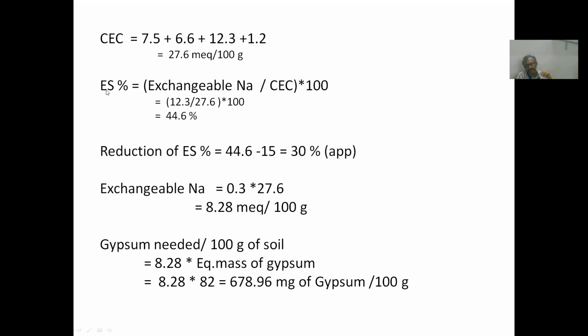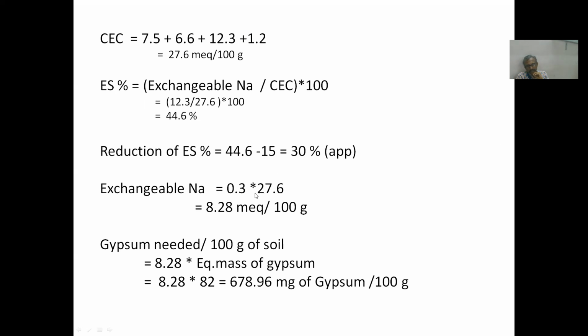If you look at this formula, you need to find the exchangeable sodium content that should be removed. Exchangeable sodium content is equal to exchangeable sodium percent into cation exchange capacity. The exchangeable sodium percent reduction is 30%, so 0.3 into 27.6, which is the cation exchange capacity. So the exchangeable sodium content that should be removed is 8.28 milliequivalent per 100 grams.